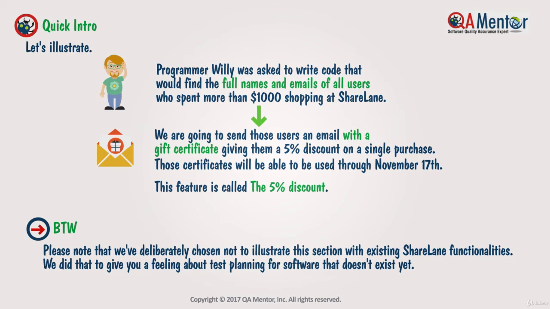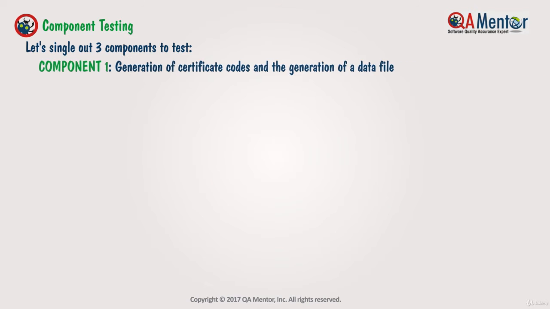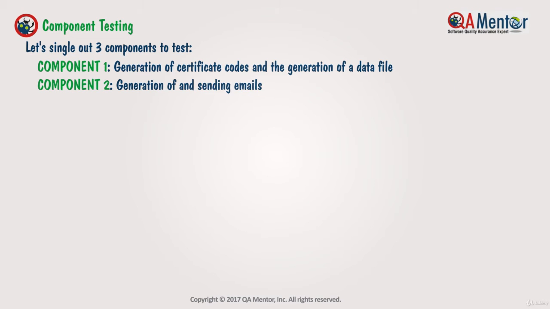By the way, please note that we've deliberately chosen not to illustrate this section with existing ShareLane functionalities. We did that to give you a feeling about test planning for software that doesn't exist yet. Component testing. Let's single out 3 components to test. Component 1, generation of certificate codes and the generation of a data file. Component 2, generation of and sending emails. Component 3, usage of certificate codes.